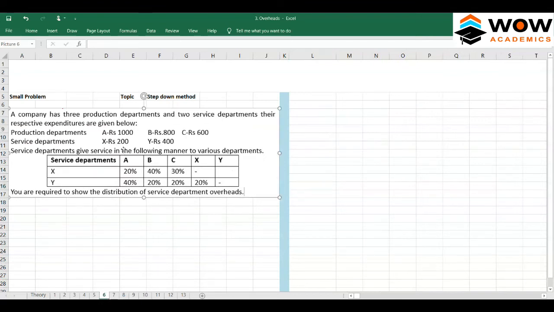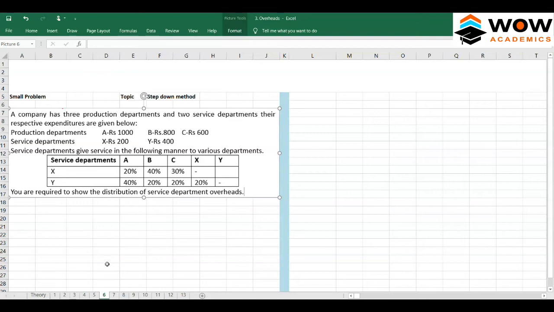Here a company has 3 production departments and 2 service departments. Their respective expenditures are given below. The production department cost is given, the service cost is also given, and the ratio in which they serve. Service department X gives its service to 20, 40, 30, which is 3 departments, but Y gives its service to 4 departments. So first, which one do we have to cut? Already there are 5, and 5 has to be cut into 4. So Y has to be allocated first. Then 4 becomes 3, so X has to be allocated thereafter.